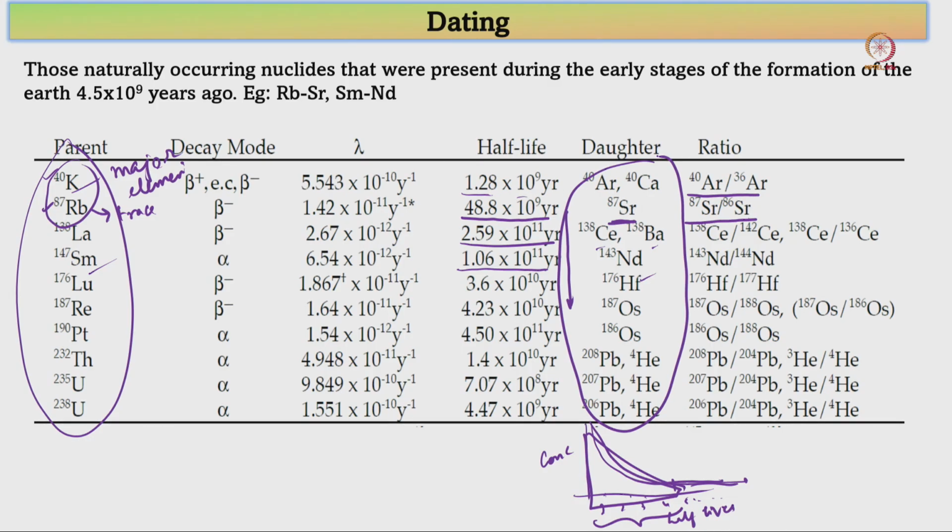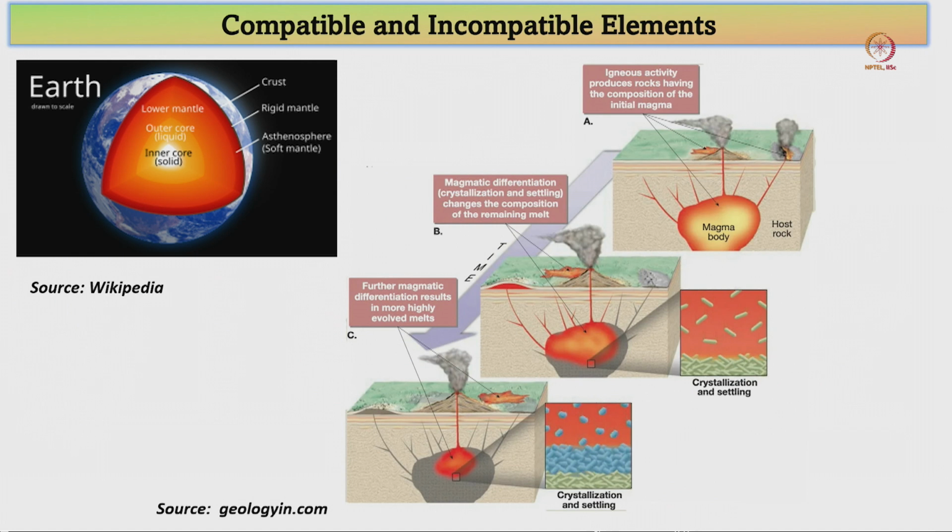So, for that we are going to look into something called compatible and incompatible elements. For that we are going to look into this differentiation first, that is, how do we differentiate into compatible elements and how do we differentiate into incompatible elements. I am just going to come to this.